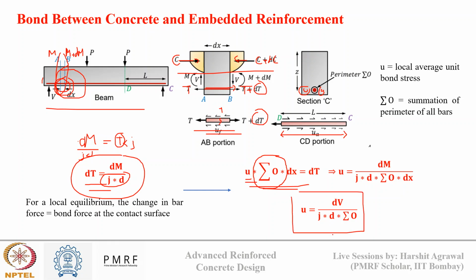Okay, so the average bond strength, the bond force acting between the steel and concrete, should be enough to nullify the effect of this additional dT force that is acting. If it is not able to nullify this dT force, then there will be no perfect bond between steel and concrete, so all that strain distribution that we talk about won't be correct.